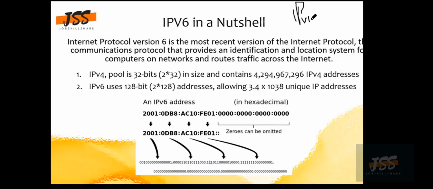IPv4 has some limitations because now it is running out of IP addresses. We need more IP addresses. So that is the reason IPv6 came into the scene to help us. And then we can have tons and tons.